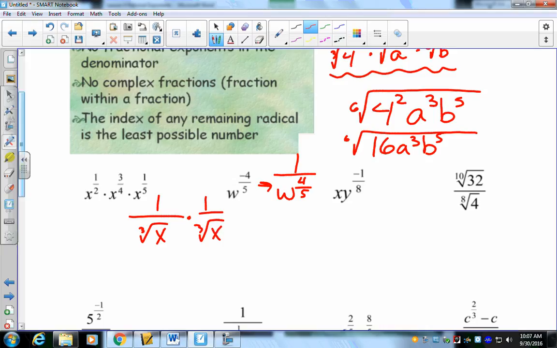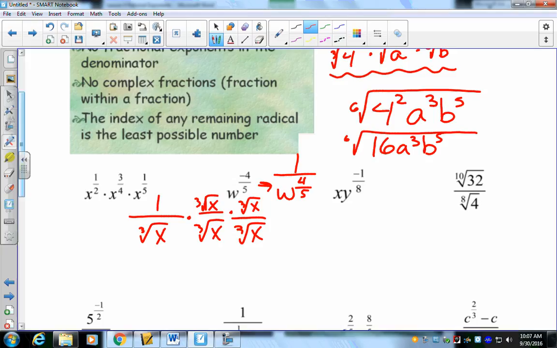it wouldn't get rid of the radical, because then I only have the cube root of x squared, which isn't enough to get rid of it. I can't take the cube root of x squared. We needed to multiply another time by the same thing up top in order to get rid of that radical sign, right?